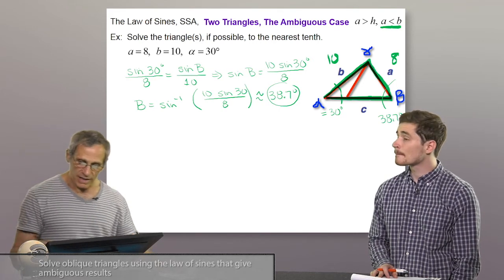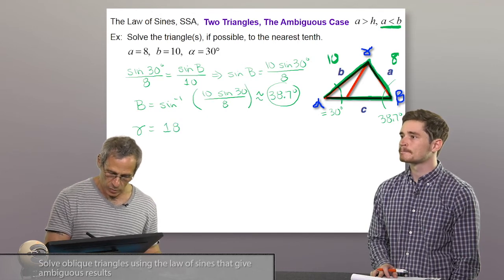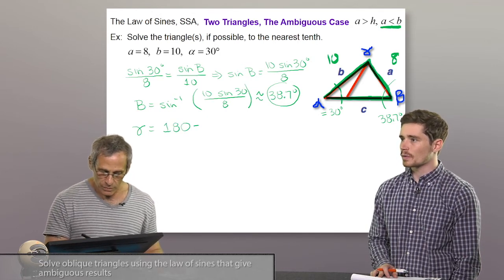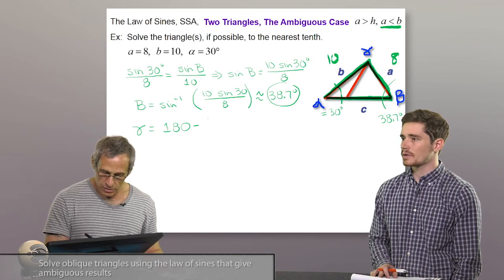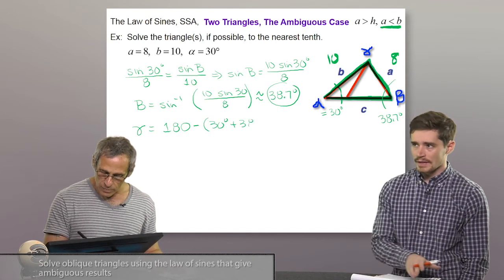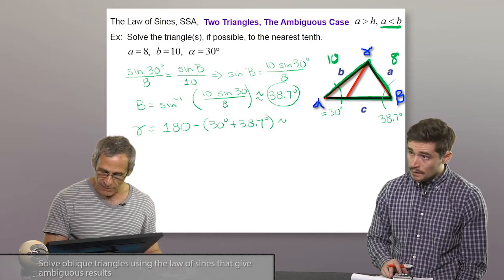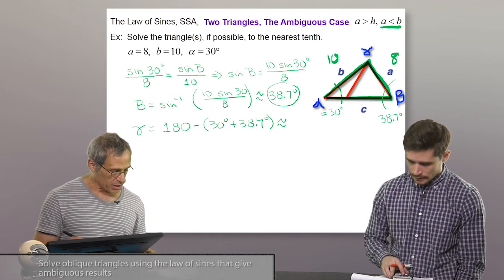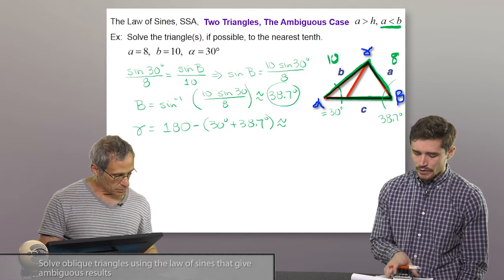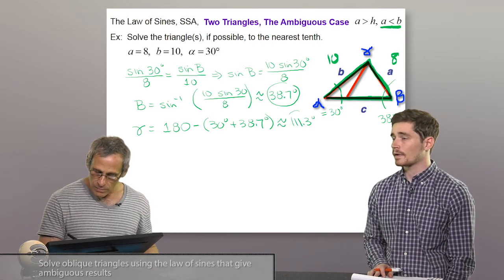Now once I have beta, I can find gamma. I would just take 180 and subtract away what? Subtract away 68.7. Beautiful, because you would just add those two angles up, wouldn't you? Yes. And when you do that, you would find alpha to be approximately what? Approximately 111.3. Very good. Degrees. Right.